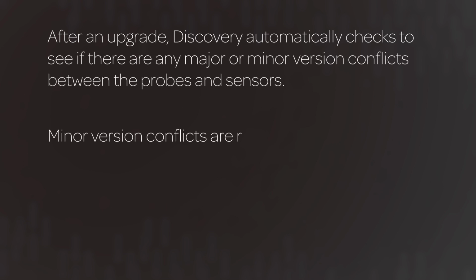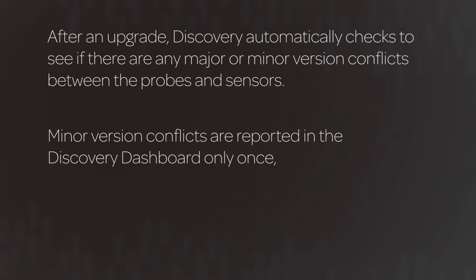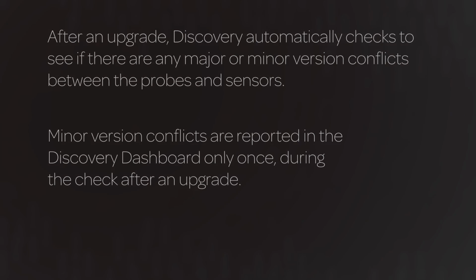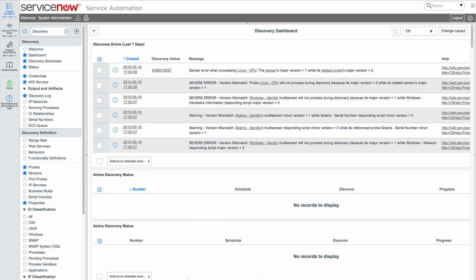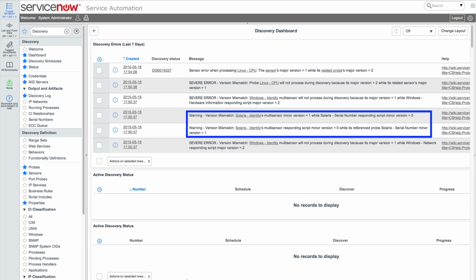Minor version conflicts are reported in the Discovery dashboard only once, during the check after an upgrade. We'll discuss this more in a moment. Help links are available to explain these messages. You can easily identify which conflicts are upgrade related because their entries in this list have no value in the Discovery status field. In this case, we have two warnings, which indicate minor version conflicts.